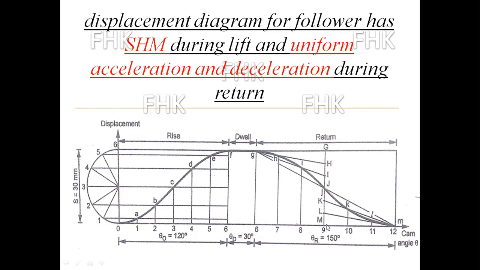I will draw a vertical line, and that vertical line I will divide into 6 equal parts. Divide that vertical line into 6 equal parts and give the numbers from top to bottom, as the follower is moving from top to bottom. It is our return stroke. In return stroke, the follower is moving from top to bottom. Now join the points like this.